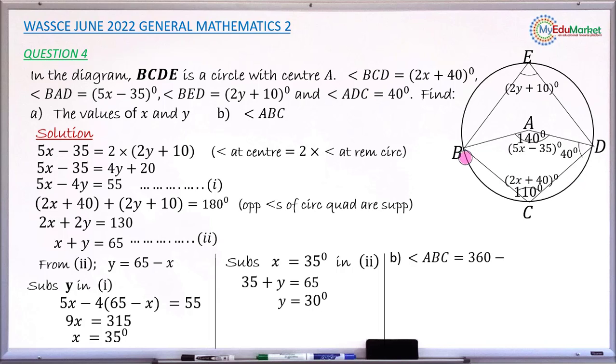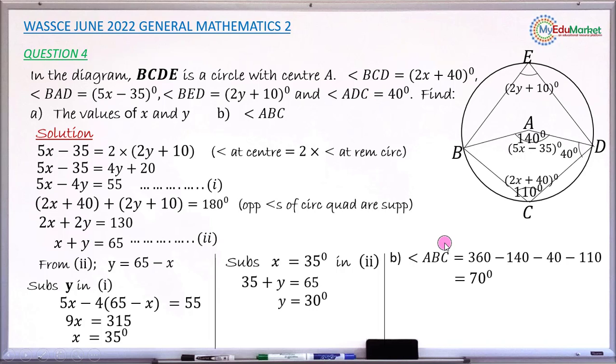answer 110. Which means to find the size of this angle ABC, I'm subtracting 40 and 140, and I'm also subtracting 110 from 360. The remaining will now be the fourth angle. So let me do that. So I'm going to have 360 minus 140 minus 40 minus 110 degrees. If these subtractions are done correctly, you now have your angle ABC at 70 degrees. And that answered question number B, and that answered this question number 4 completely.